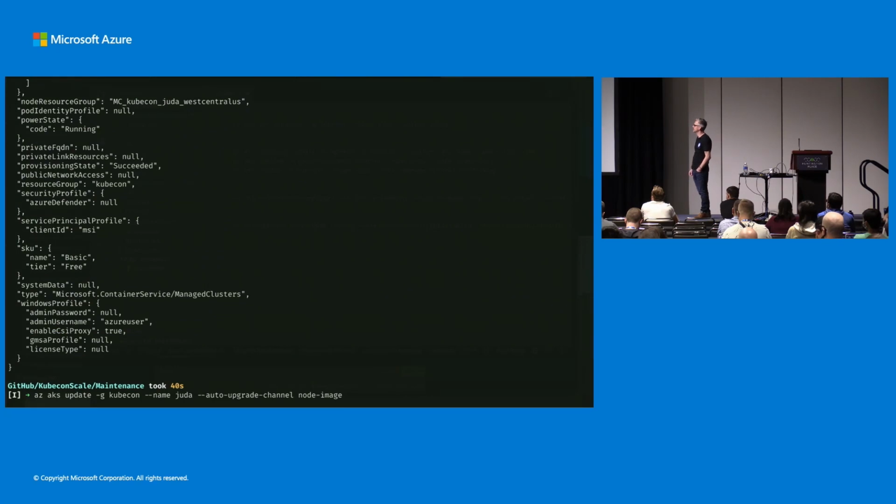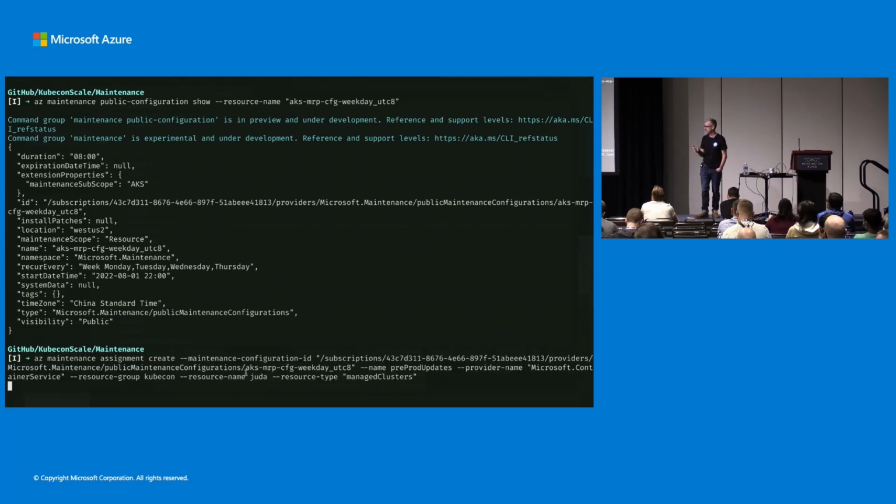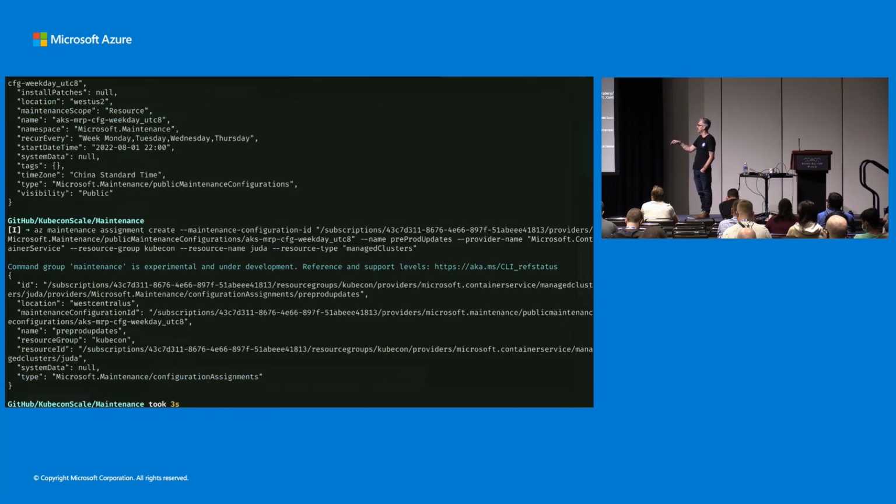Okay, so that's done. Now I'm setting the node auto upgrade channel to node image. So that's the first step in terms of full automation. And the next thing that I want to do is a new feature we have, which is using a maintenance window controlled by Azure Maintenance to be able to specify a configuration for every weekday to do that deployment. So we're saying at 8 p.m., I think it was, we will do a node image update once it's available.